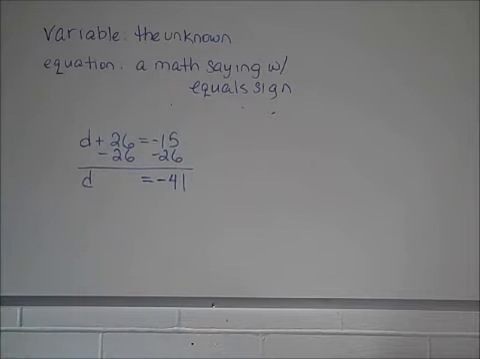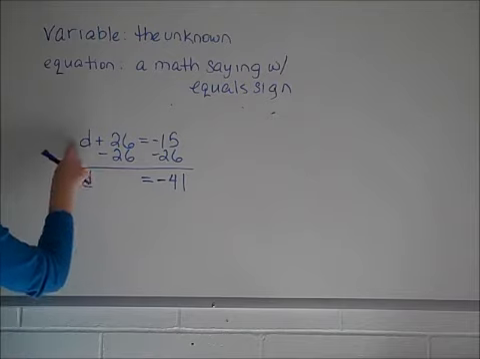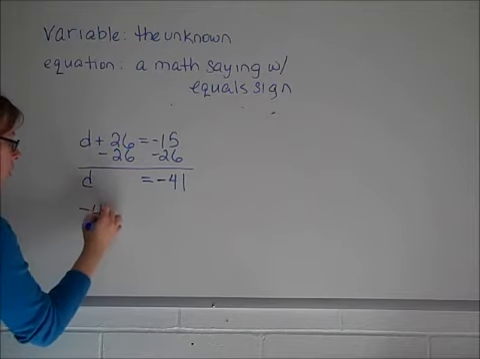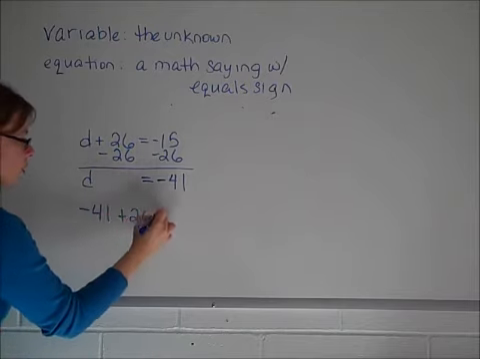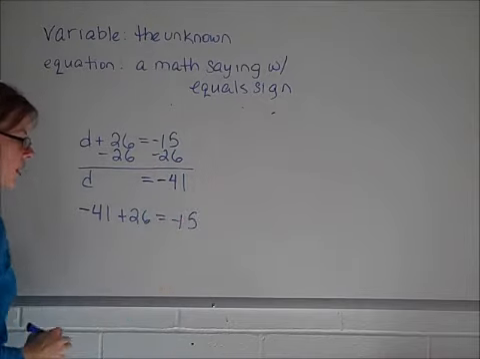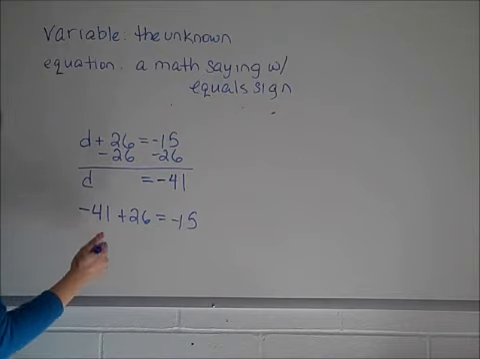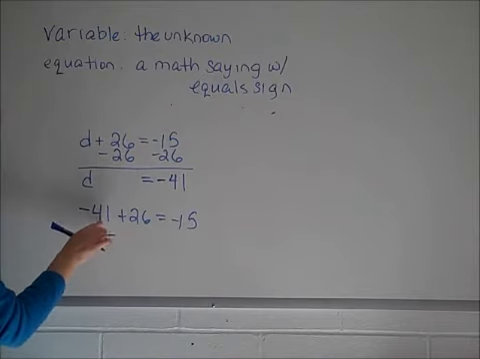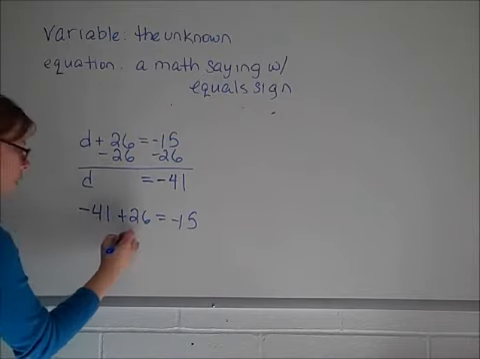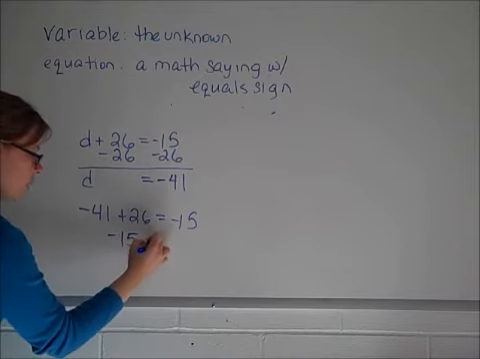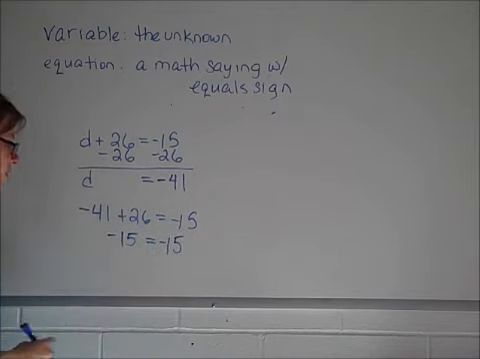Again, if I'm not sure, say that I look at this and I don't know if it's right, plug it in and see if it's right. So instead of D, I'm going to write negative 41 plus 26, everything else drops down, equals negative 15. On this side, the bigger number is negative, so I know I'm going to have a negative, and I take 26 away from 41. I get 15. Negative 15 equals negative 15, and my equation is balanced. I know that this is my answer.